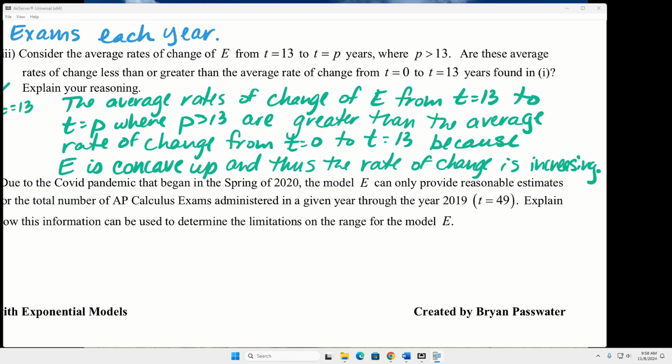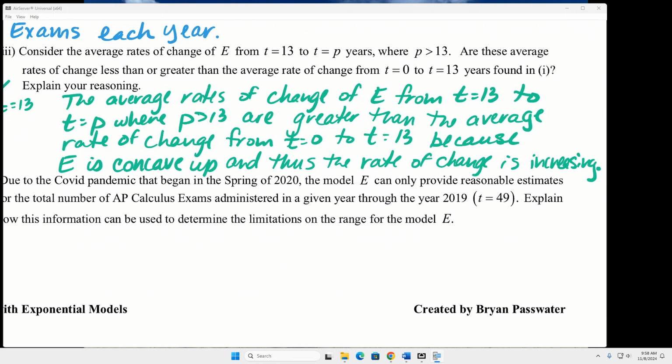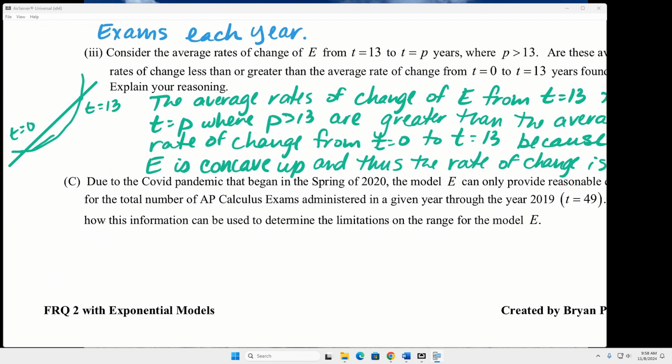So just always remember, rate of change is the slope. And so if you're confused about what it means, just think of draw a concave up graph, and then draw your average rate of change we found, and we're thinking about the slope. And so then from 13 on, if you're just drawing a little slope along the line, it's definitely greater than the slope you did earlier.